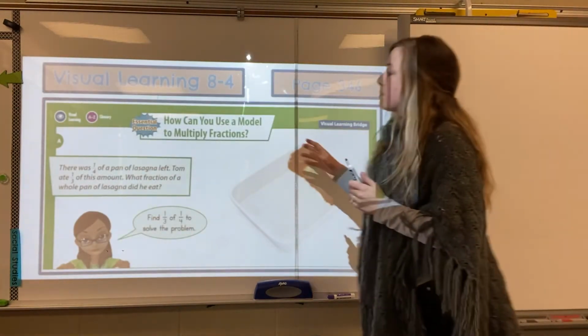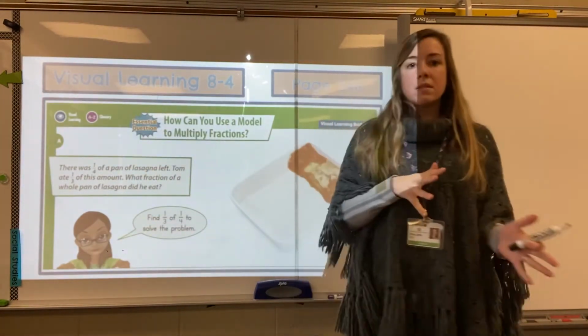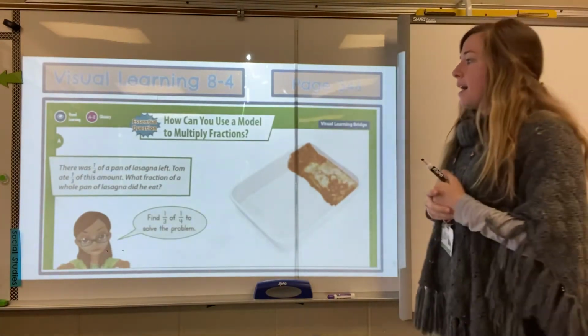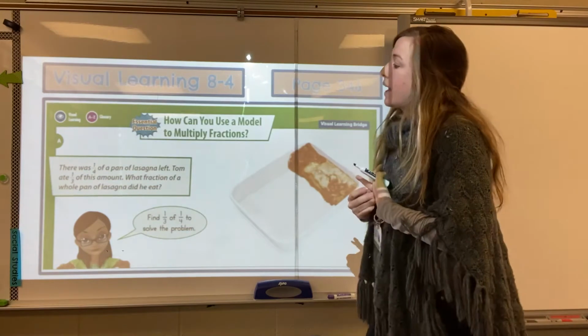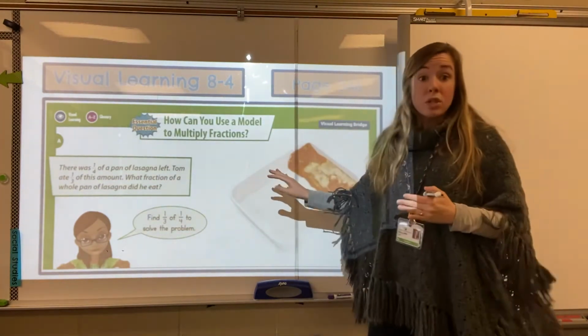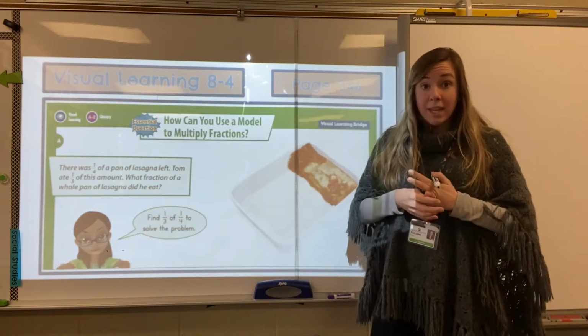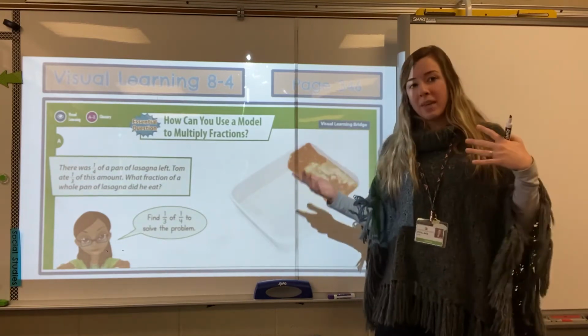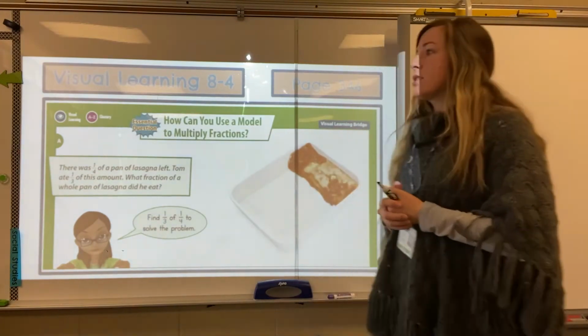Alrighty, let's go ahead and take a look at our visual learning bridge and essential question. So how can we use a model to multiply fractions? I'll show models today, and I'll show how we would do that little shorthand way in order to multiply without drawing everything out. It's always good to draw it out so you can visualize it and you know what math you're doing. And then as the numbers get more complex, it's a little bit harder to draw out. So then knowing that standard way where you can just multiply.